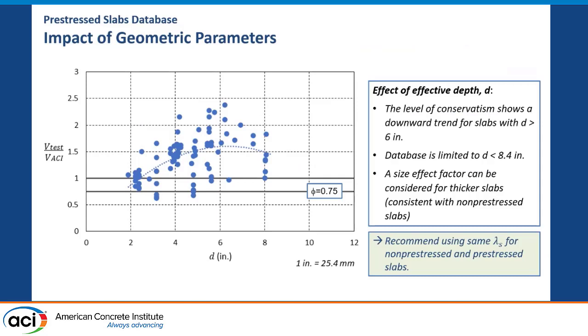The punching shear database was also used to evaluate various key parameters and study their influence on the punching shear strength calculated using ACI provisions. The figure shows the relationship between shear ratio and the effective depth of the slabs. It was found that the level of conservatism decreases for slabs with effective depth greater than 6 inches, and this indicates that a size effect factor may be necessary for slabs which have thicknesses greater than 10 inches. However, the current database is limited to slabs with effective depths less than 8.4 inches.